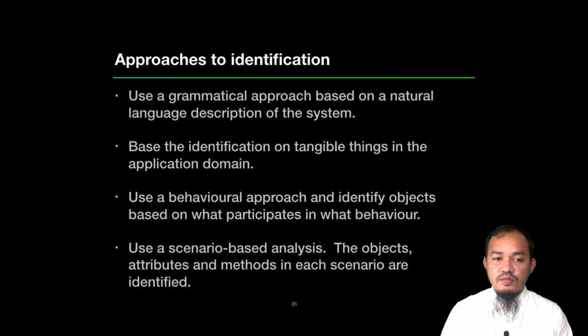Use a behavioral approach and identify the object based on what participates in what behavior. We can see what they are interacting with, what thing will take action and interact with that system. That is what we can identify as an object. We can also use a scenario-based analysis. The object, attribute and method in each scenario are identified as a use case diagram. There are scenarios over there, right? We can take that for each use case to become the class diagram.